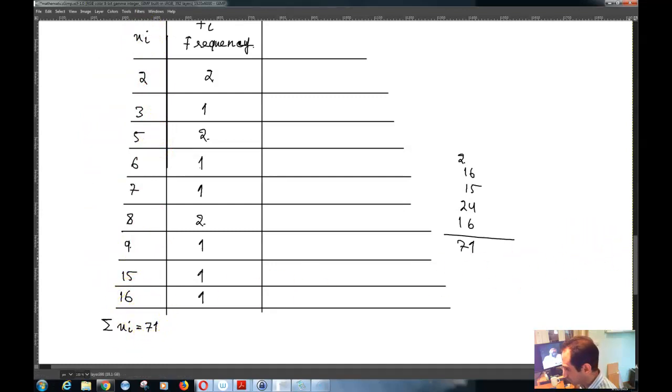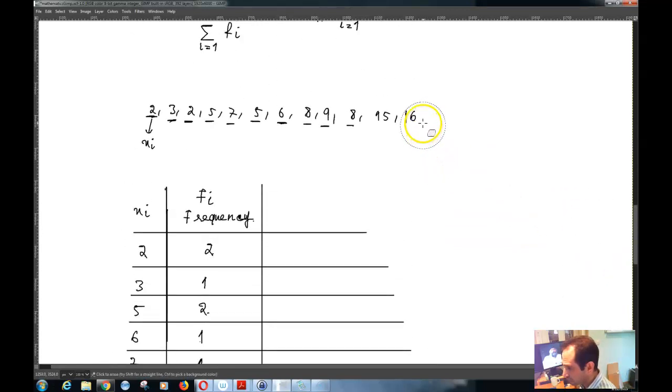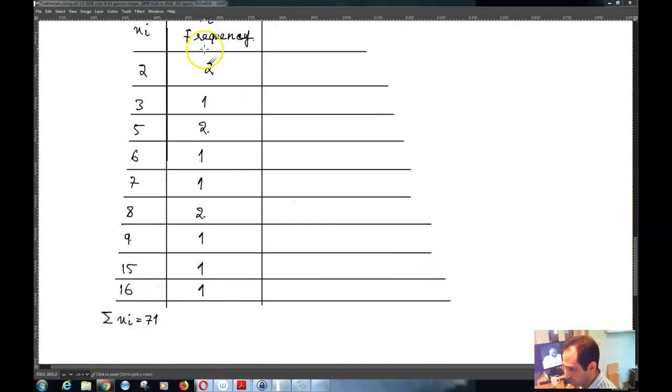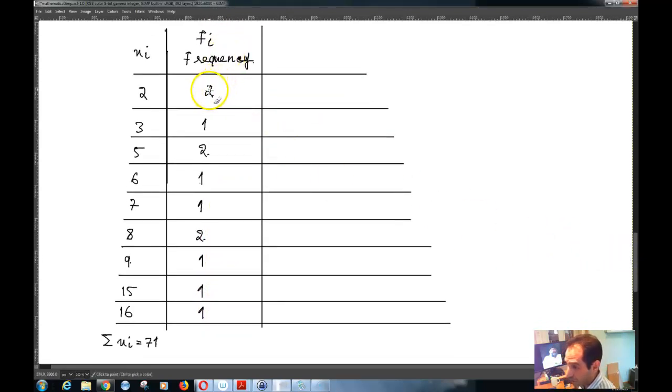But of course you need to pay attention to the fact that if you add all of these numbers together, that would not, of course, be equal to 71, because there are numbers here that have been repeated. For example, this number has been repeated twice, this number has been repeated twice, and so on and so forth. So now the frequency of these numbers was basically 3, 5, 6, 7, 9, 9 plus 3 is equal to 12. So that means that sigma f of i is equal to 12.